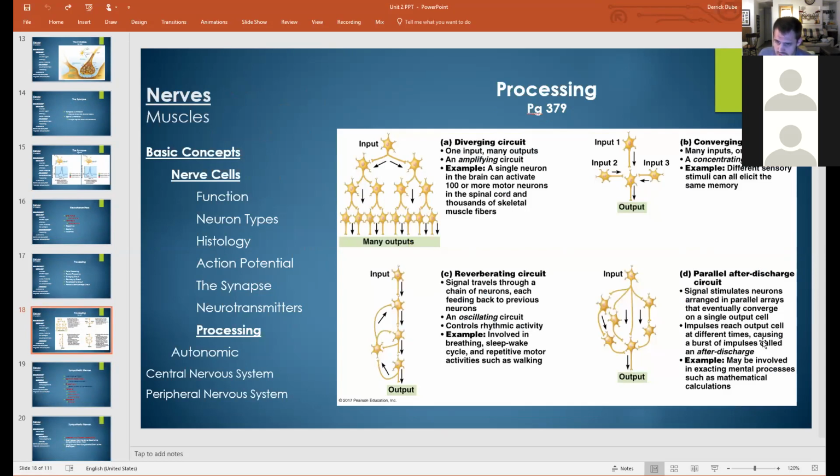This one here, I really don't know. Besides what's here, you don't really see parallel after-discharge processes happening a lot, like it says, except in mental processes. So it's just really complicated. Besides being able to, for the practical, identify and differentiate between them: okay, this one is parallel after-discharge. Okay, this one is reverberating because you can see it's got these here. Okay, this one I've got converging, right? Three signals going onto one.